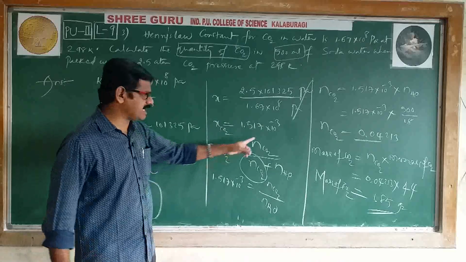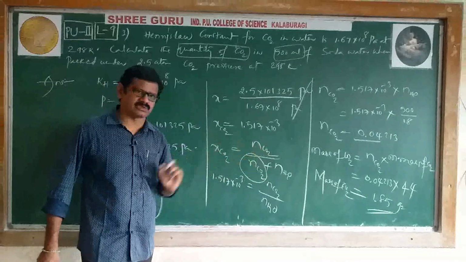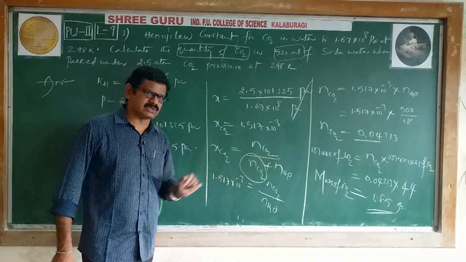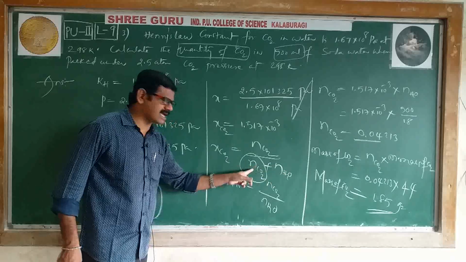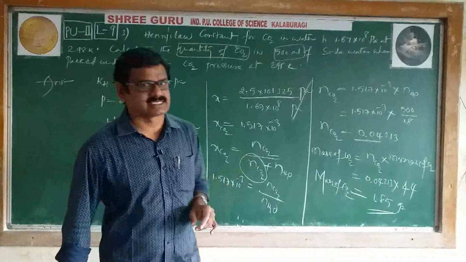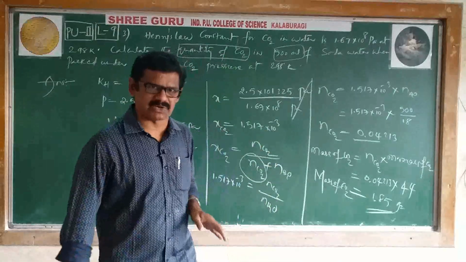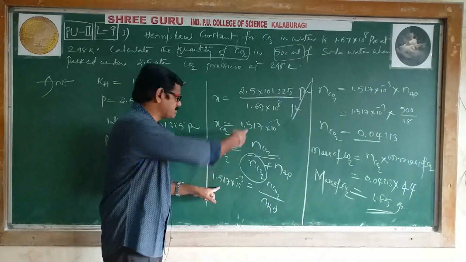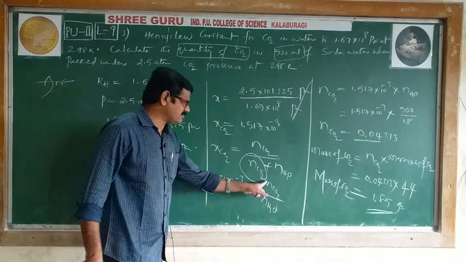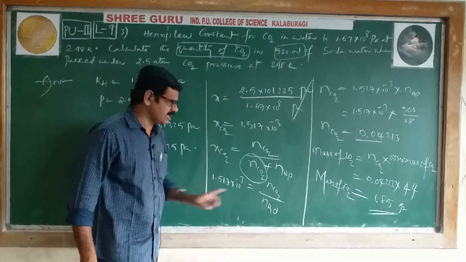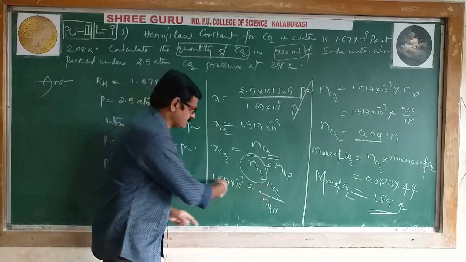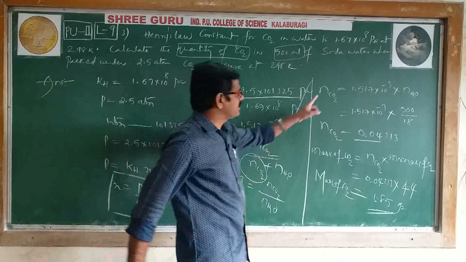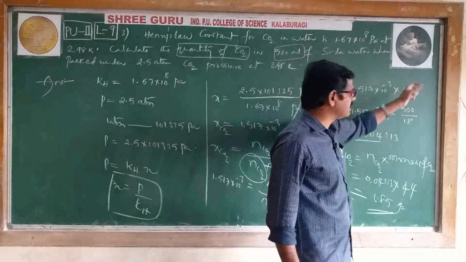Then the mole fraction formula: number of moles of that component by total moles. Carbon dioxide by total moles. When you compare water moles and carbon dioxide moles, carbon dioxide is negligible, so let's say we have removed it from the denominator. Therefore, the mole fraction already obtained is substituted: number of moles of carbon dioxide by number of moles of water. I want the number of moles of carbon dioxide. Cross multiplication: number of moles of carbon dioxide equals these two multiplied.